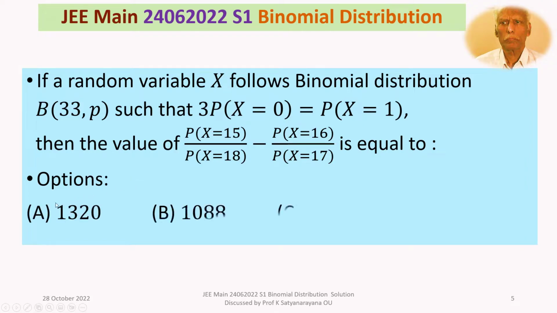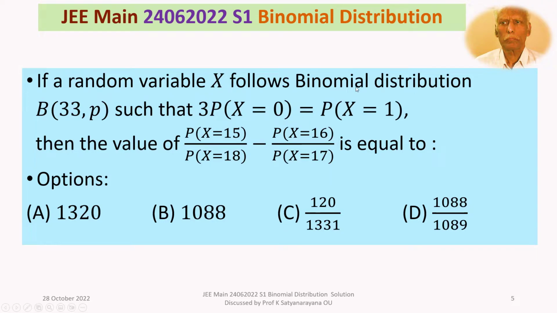We are given 4 options. Option A 1320, option B 1088, option C 1320 by 1331, option D 1088 by 1089.